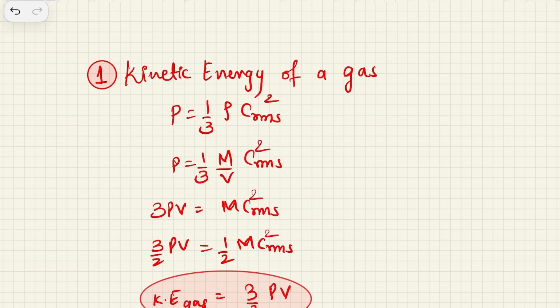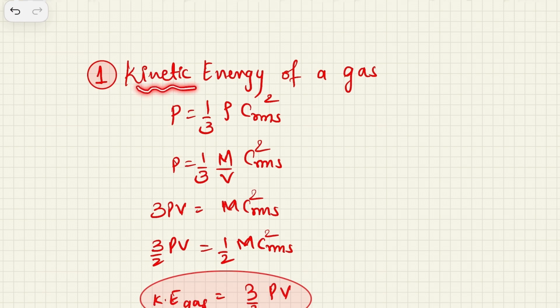So if you remember, we had completed one of the very long derivations for pressure exerted by an ideal gas, which says P, that is pressure, is equal to 1 upon 3 rho CRMS squared, where rho is the density and CRMS is the RMS velocity and P stands for pressure. Now, as we all know, density is equal to mass upon volume. We just replace density as mass upon volume. Then this 3 and this V are taken on this side, so that becomes 3PV equal to m CRMS squared.